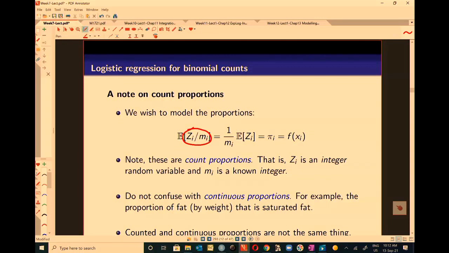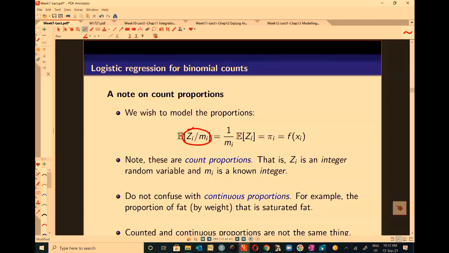If I toss a coin 100 times and I count and find the proportion of heads, I know my proportion of heads can be 0, 0.01 when I get one head, 0.02 when I get two heads, and so on. It's granular, right? It's not continuous.